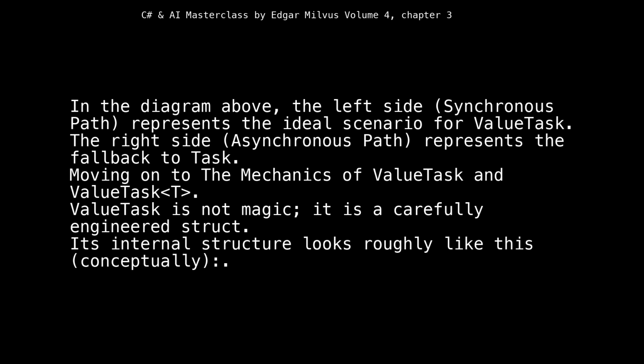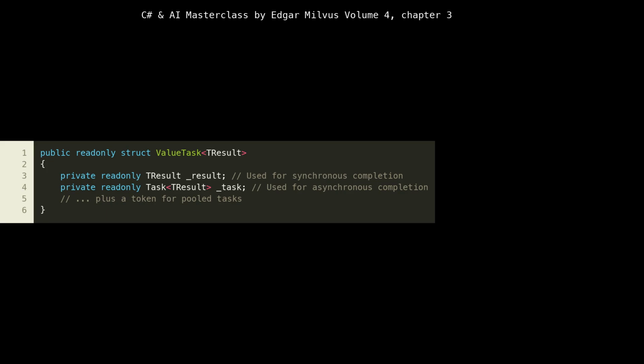Moving on to the mechanics of ValueTask and ValueTask<T>. ValueTask is not magic, it is a carefully engineered struct. Its internal structure looks roughly like this, conceptually. Here, we're looking at the definition of the ValueTask<TResult> struct. This is a crucial type in modern asynchronous programming in .NET, especially when performance and memory allocation are paramount. Unlike Task<TResult>, which is always a reference type and thus involves heap allocations, ValueTask<TResult> is a struct. This means it can often be allocated on the stack, reducing garbage collection pressure.